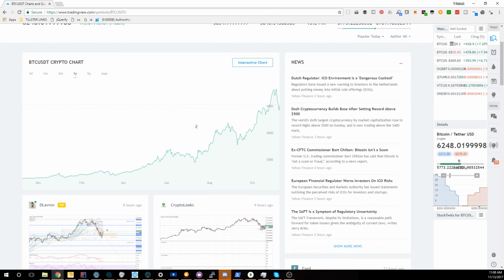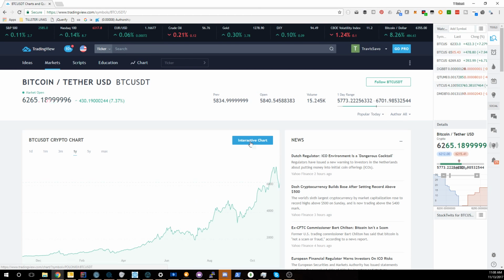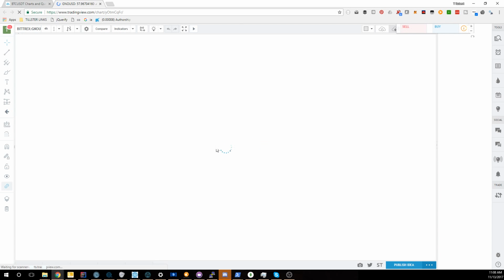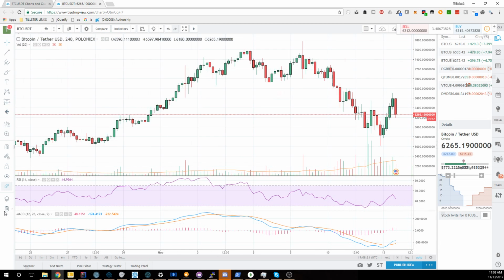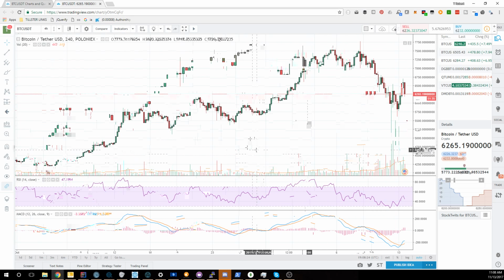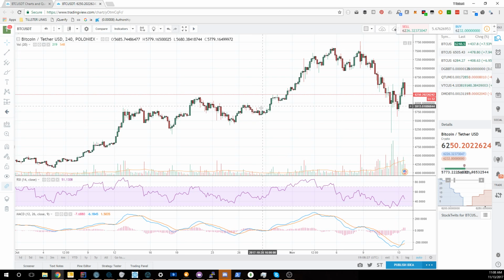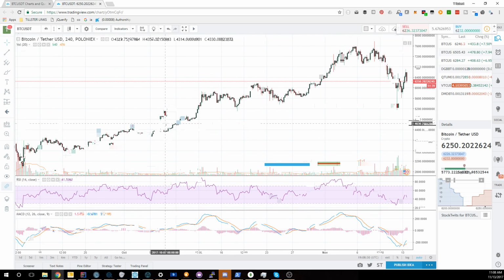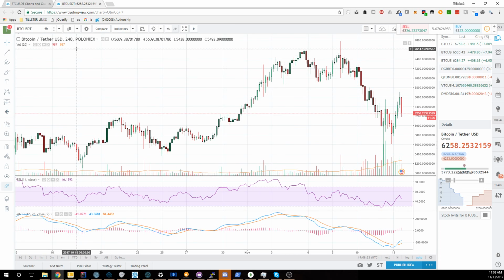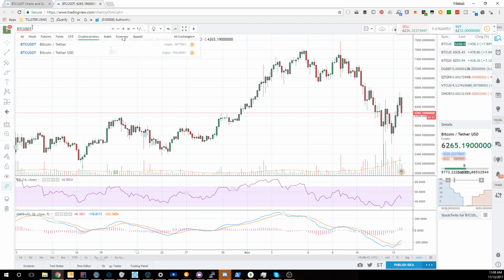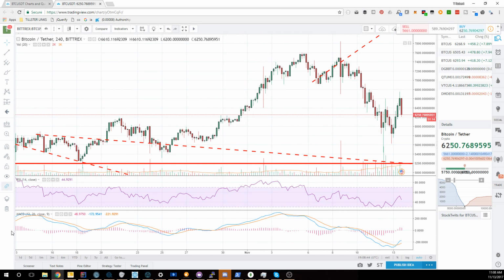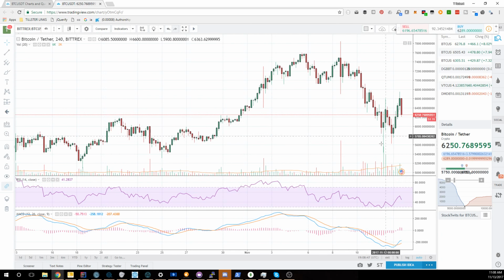And what I'm going to do is it's just going to give me a really basic chart. I'm going to click on the interactive chart. I'm just going to get rid of all my drawings here. Forget you saw that. What I'm looking at here is the price chart for US dollar tether on a 4-hour time frame, in this case it's the Poloniex. I swore I typed Bittrex. What happened there? BTC USDT on Bittrex. There we go. I'm looking at the price of Bitcoin against the US dollar on the Bittrex exchange.